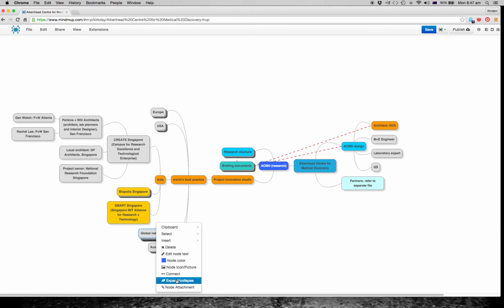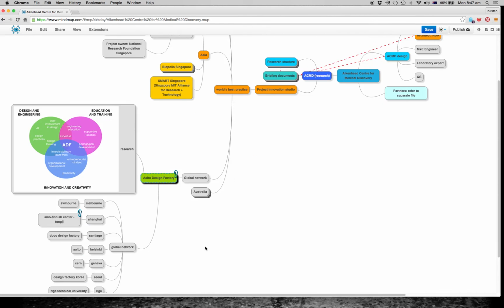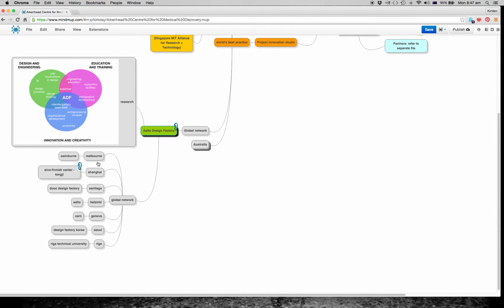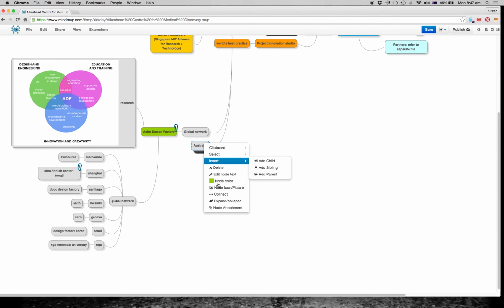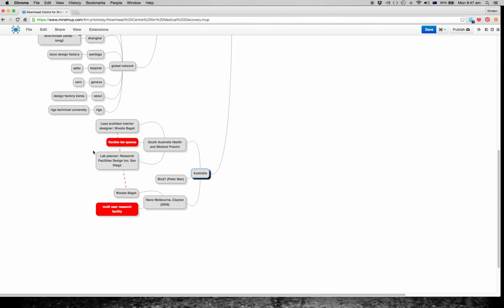And if I expand this, we can see things like the Aalto Design Factory. We also have something like that here at Swinburne, if I expand this out further. And so we have Melbourne, Shanghai, Tongji, Santiago, Helsinki, Geneva, Seoul, and Riga. Then we have some laboratories that are in Australia. So I can start to have a look at what has been done elsewhere. Now I'm still building the research in this, so there are still other places that I need to look at.